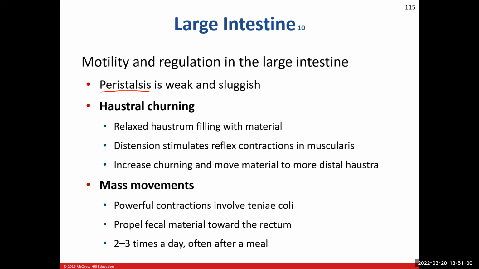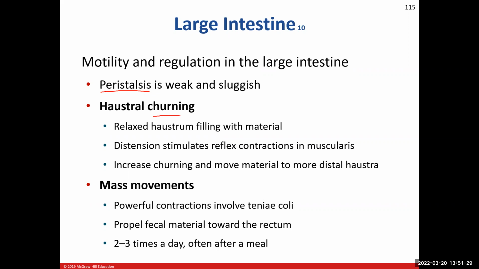So when we're talking about movements or muscle regulation in the large intestine, we have haustral churning and then our mass movements. Now, again, with churning, we're going to be mixing material up. And so when we're dealing with the haustral churning, the haustrum will relax as it's filling with material. Makes sense. You don't want to contract it. We want it relaxed as material starts to move into the haustrum there.